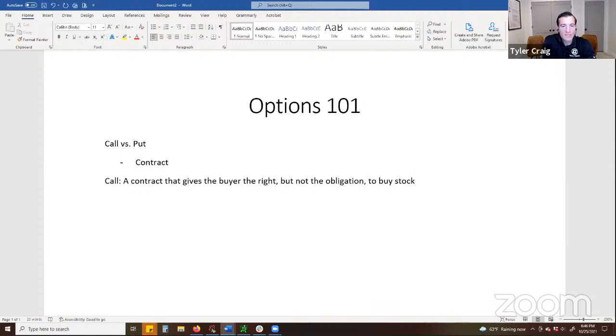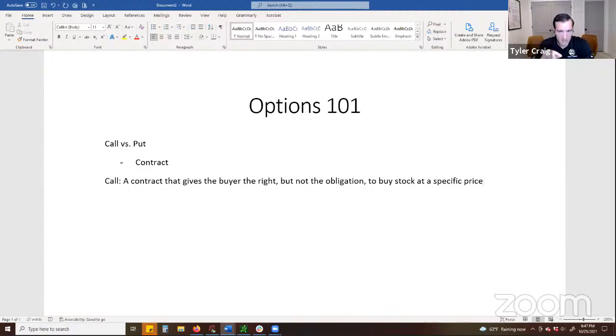Well, what stock are we referring to? You'll discover that there are call options listed on a ton of different stocks. You can buy call options on Apple or Microsoft or Netflix. They list these on tons of popular companies. You have the right to buy those stocks at a specific price.